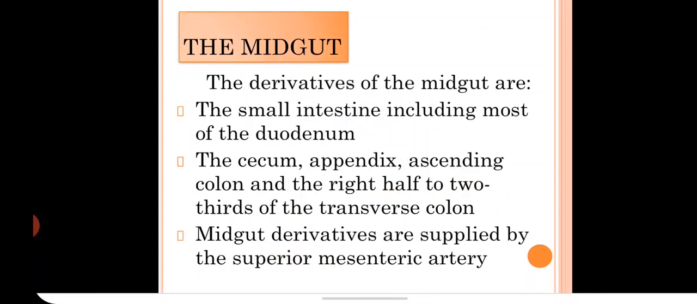What are the derivatives of the midgut? The derivatives of the midgut, starting from the duodenum, are the remaining parts of the small intestine, and the cecum, appendix, ascending colon, and right 2/3 of the transverse colon. To remember this, the superior mesenteric artery supplies the midgut derivatives. If you remember the parts of the gut supplied by the superior mesenteric artery, those will be the midgut derivatives.